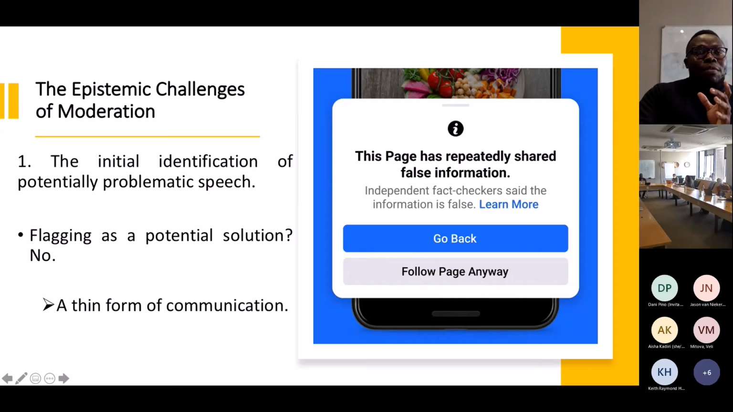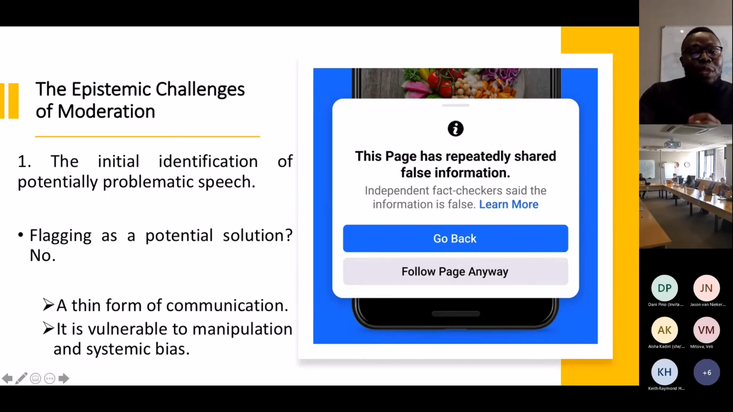Now, the problem with flagging, right, is that it's a thin form of communication. In most cases, you don't get the opportunity to say why you are flagging a particular post. You get a list of reasons, and you're supposed to pick whatever is closest to what you think the issue is with that post. And it's also vulnerable to manipulation and systemic bias.